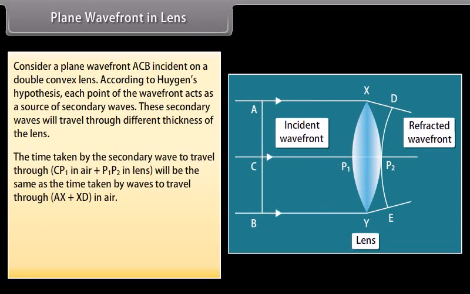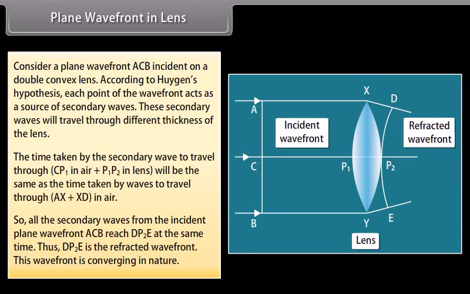The time taken by the secondary wave to travel through CP1 in air plus P1P2 in the lens will be the same as the time taken by waves to travel through AX plus XD in air. So, all the secondary waves from the incident plane wavefront ACB reach DP2E at the same time. Thus, DP2E is the refracted wavefront. This wavefront is converging in nature.